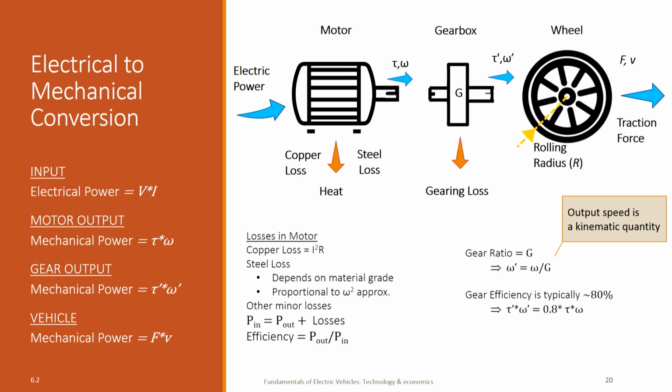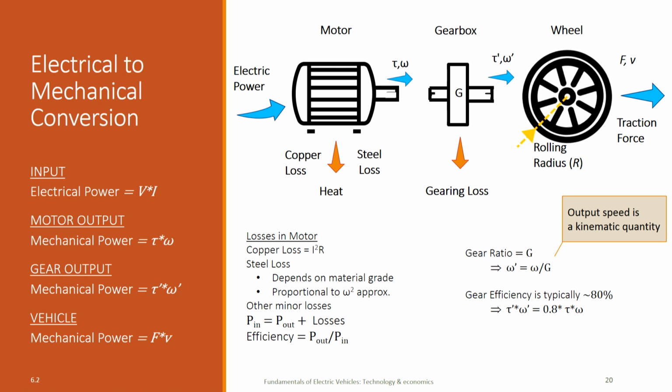But there is also an efficiency associated with the gearbox. It could be as good as 90%, but it is conservative to assume that it is lower and predict things on that basis. It depends on a number of factors: the alignment, the precision of manufacture, friction, the lubrication, a number of things. The impact of this efficiency is that the output power of the gearbox, which is tau prime into omega prime, will be lower than tau into omega.